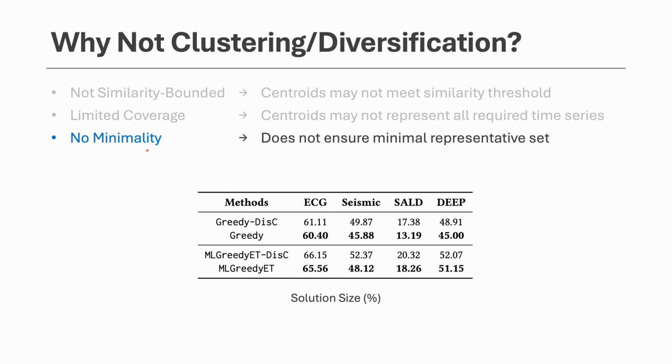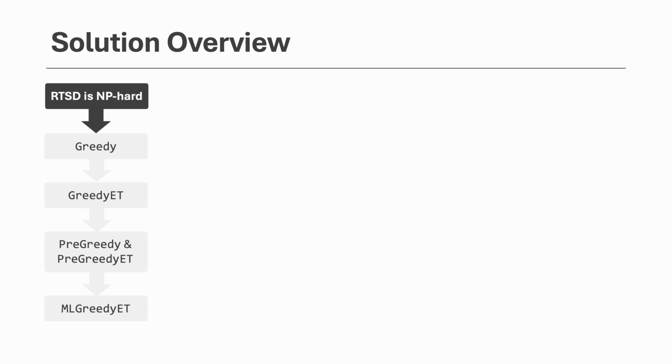Third, they do not ensure minimality. That means they may select more representatives than necessary. RTSD explicitly optimizes for the smallest representative set that still achieves the required coverage. For solution, we first prove that RTSD is NP-hard, and we build a sequence of increasingly efficient methods, from greedy approximation to a learning-based solution.